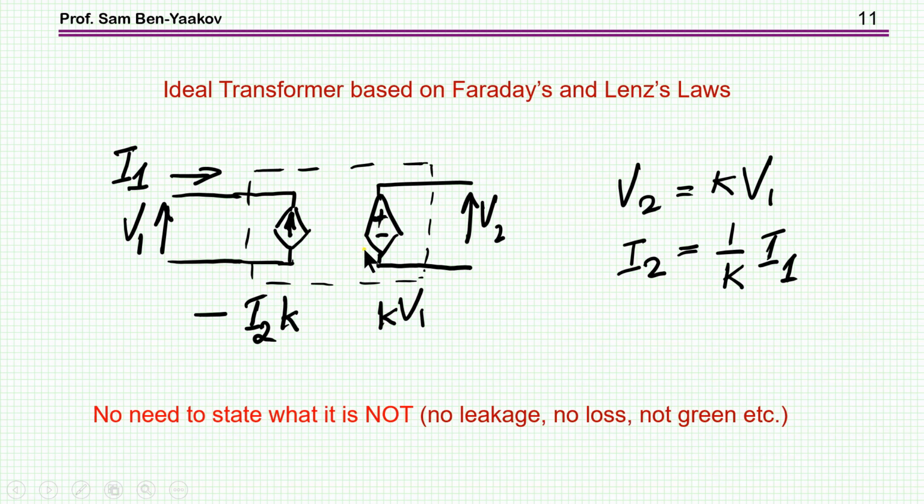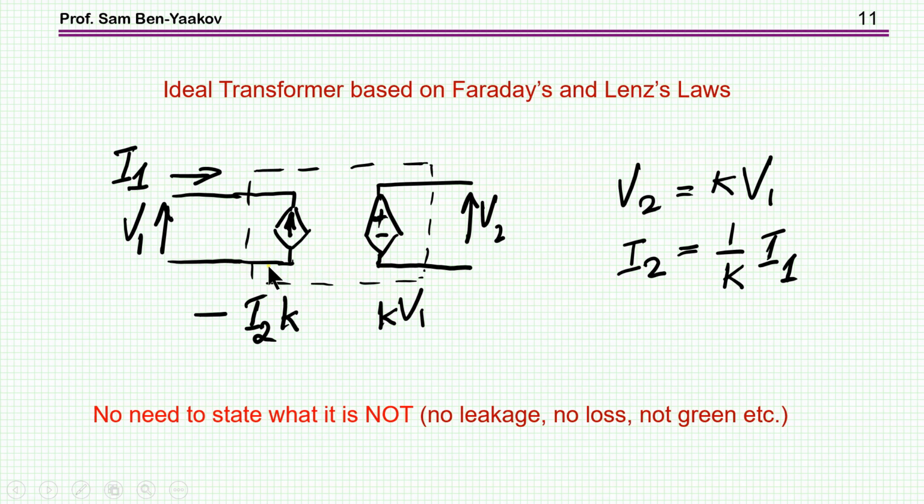So therefore, this is now the very basic model of an ideal transformer based on Faraday's law and Lenz's law, which means that we are going to have a dependent source at the output depending on the input, Faraday's law, and then we have a current source at the input depending on the output current due to Lenz's law. Now, this is therefore the model. Once you have the model, there's no need to say there's no leakage, there's no loss, or it's not green, it's not red, it's not hot. That's it. That's what you have. Obviously, there are no losses because there's no resistors here.